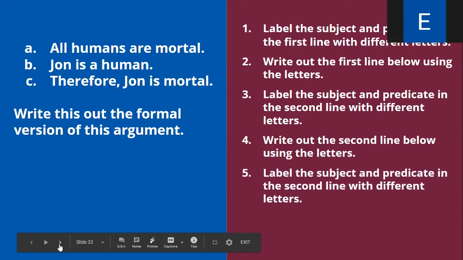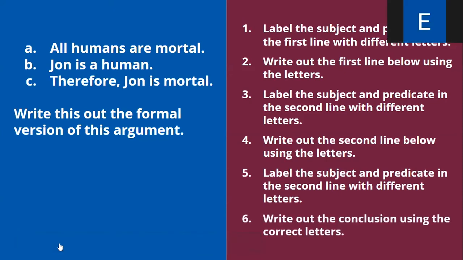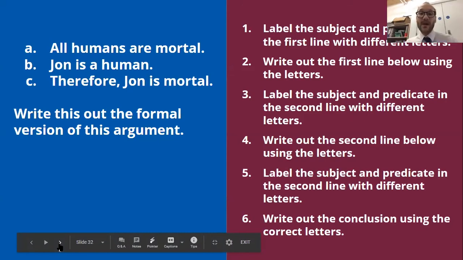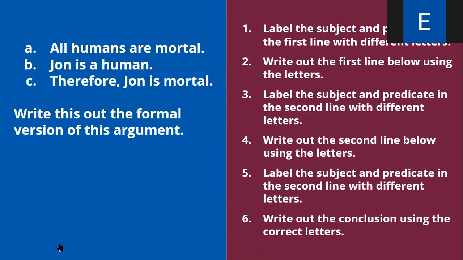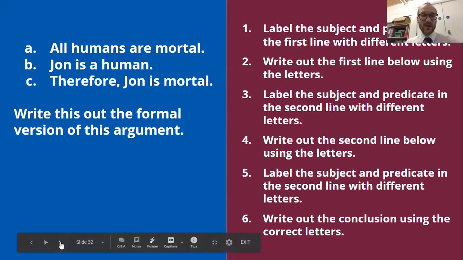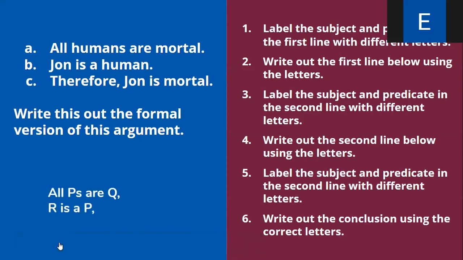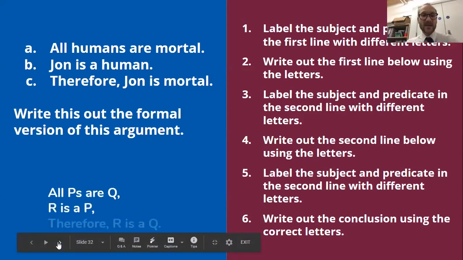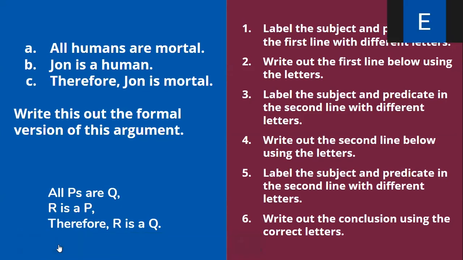Finally, I would, sorry, click one more time, please. And then finally, I would use those letters that I've annotated to write out the conclusion. So, could you click again, please? That would look like all P's are Q, R is a P, therefore R is a Q.